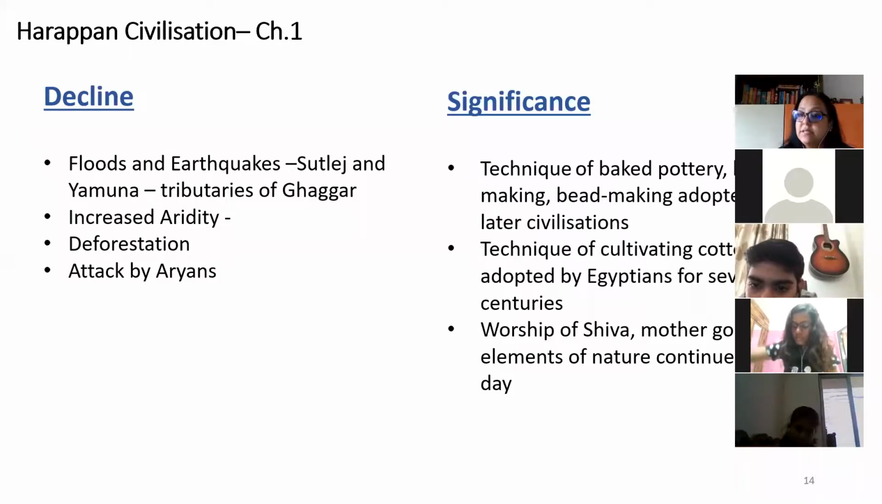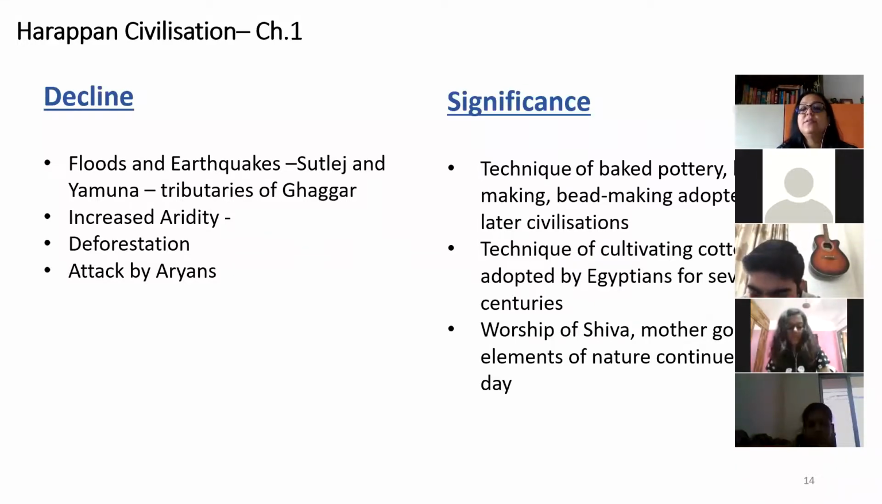Then deforestation, because it was a Bronze Age civilization. There was extensive cutting of trees for melting metals, pottery, making furniture, baking bricks, etc. That is why deforestation occurred, and that led to the decline.